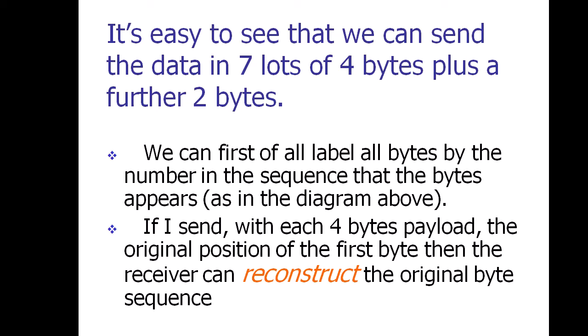So we can first of all label all bytes by the number in the sequence that the bytes appear, as in the diagram above. If I send with each 4 byte payload the original position of the first of the 4 bytes, then the receiver can effectively reconstruct the original byte sequence.